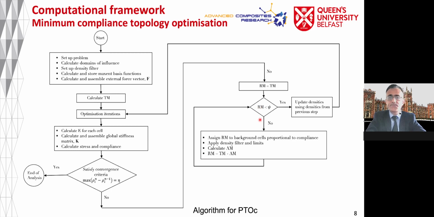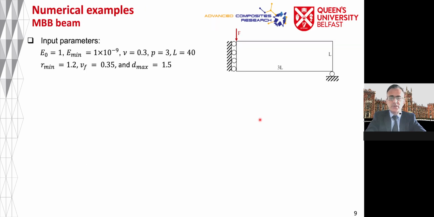So now to show some examples. The first example is the MBB beam. This is the boundary condition, loading and dimension of the problem. These are our input material parameters.